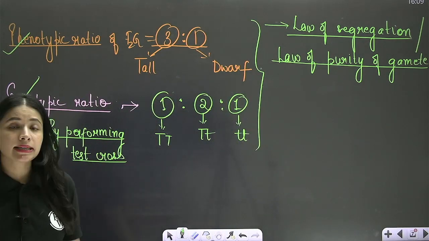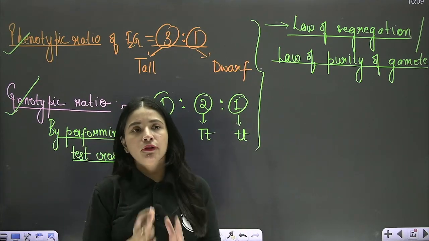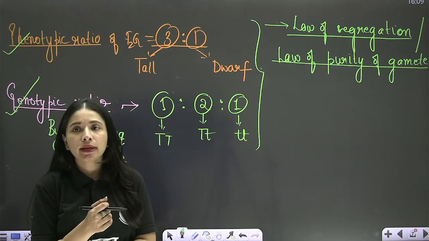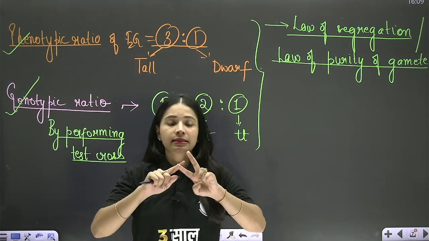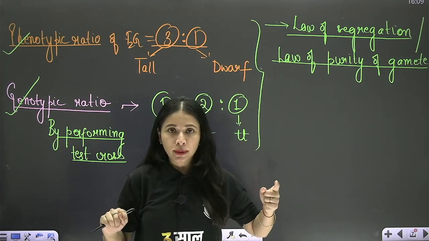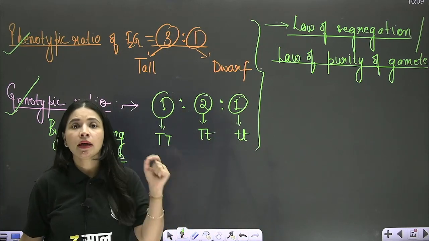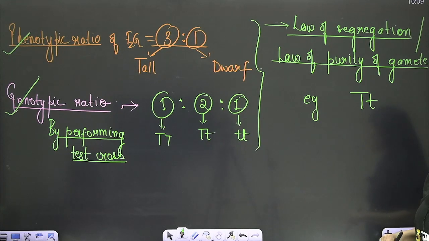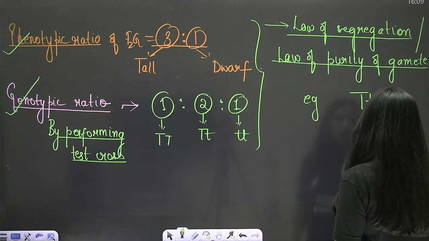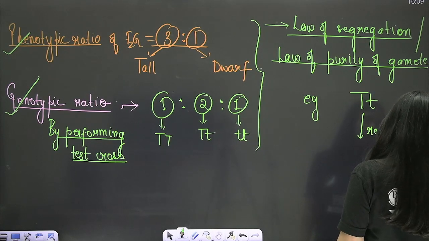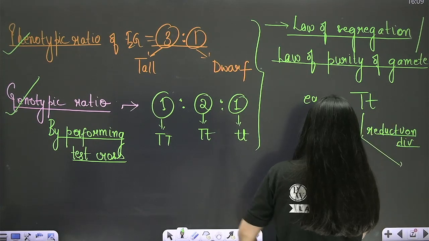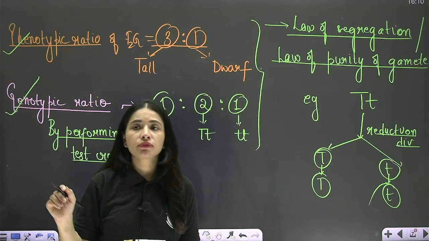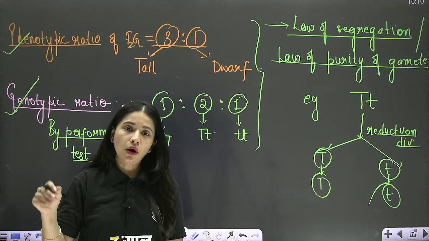According to this law, if any gene has to be inherited from the parents to the offspring, then during meiosis, during segregation, both the alleles of the gene separate out independently without influencing each other, and each gamete thus receives only one allele out of the two. For example, if the T gene is present in heterozygous state, then when meiosis occurs, on reduction division, both the alleles will segregate independently and each gamete is going to receive only one allele. So this is known as the law of purity of gametes.